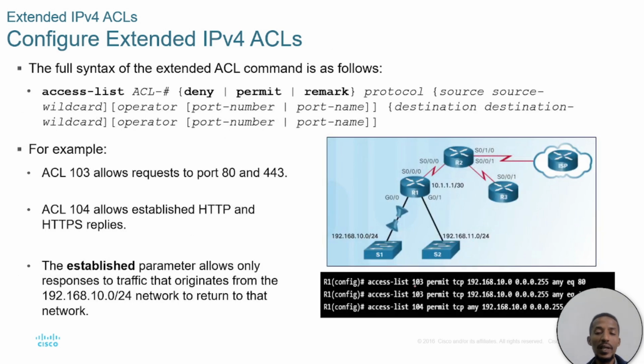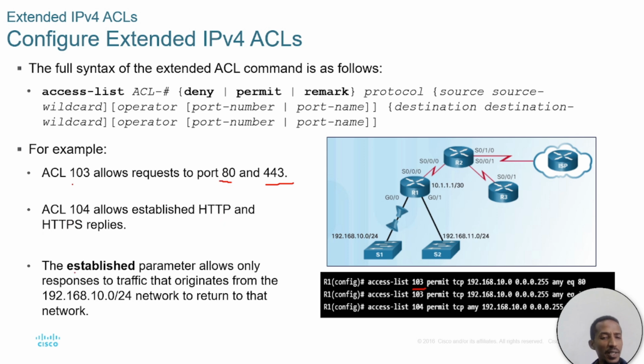We configure it just like the previous one. Whenever you have this established statement, for example, you can see this one. What is the purpose of this one? 103 permits only what kind of requests? Port 80 and port 443. So this is HTTP and HTTPS. Both the web accesses have been permitted, and other things are denied.